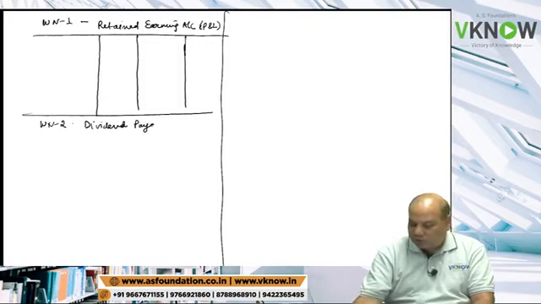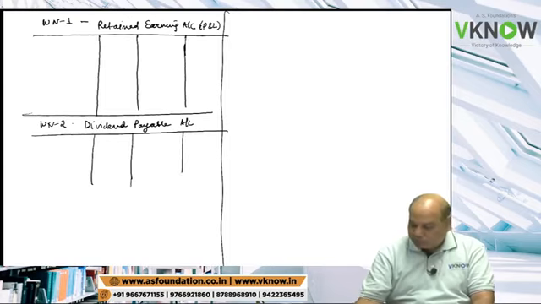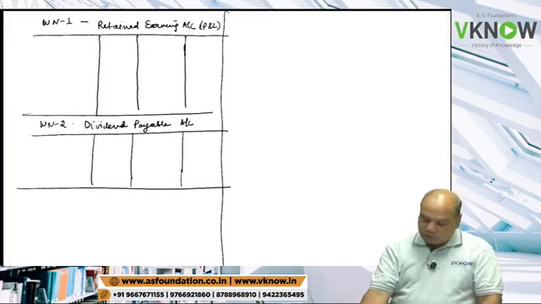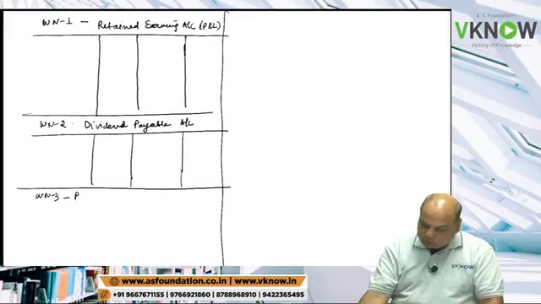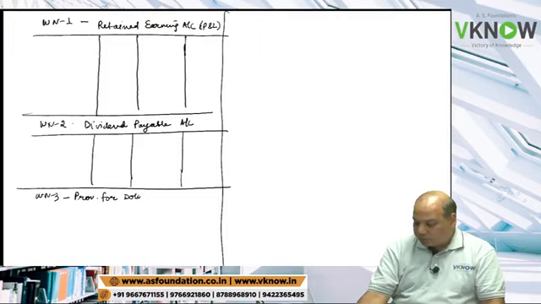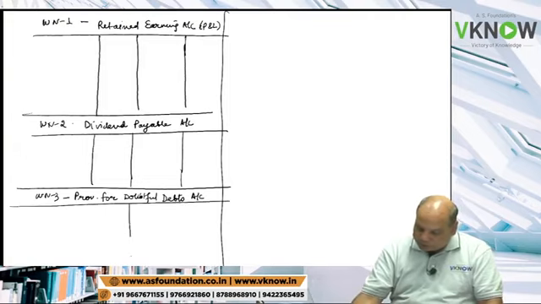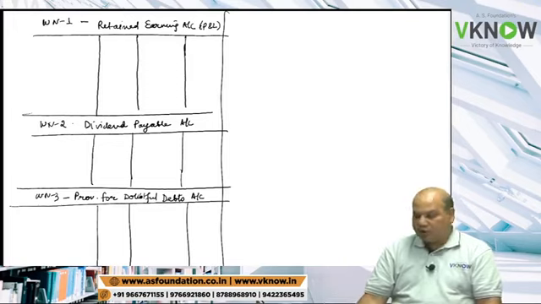Working note 2, write down dividend payable account, 6 lines blank. Through account it is easy to understand. And then working note 3, one account we will draw, provision for doubtful debts account, 6 lines. These are the 3 accounts.